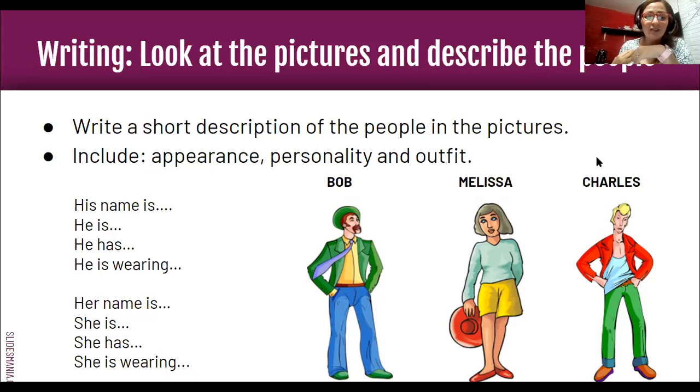Okay, very good, don't forget, a veces nos confundimos y es normal el he con el she, pero en la medida de lo posible tratar de que no sea así. Acuérdese, she for women and he for men. Okay, one volunteer for Charles, please. Thank you, Beatriz Garcia.